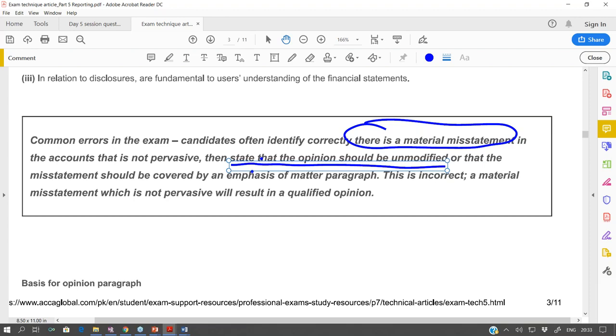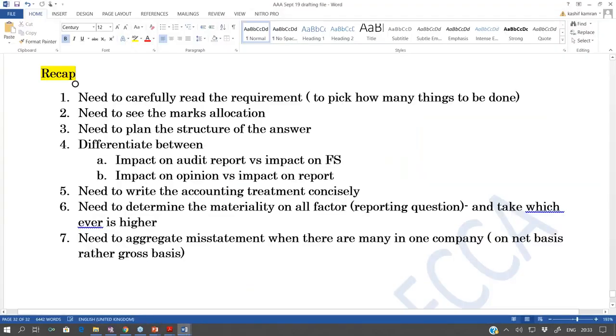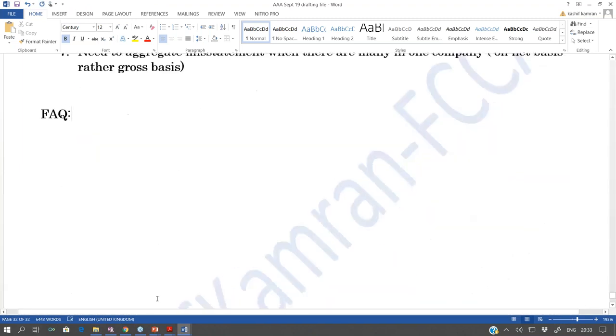Now, the final thing I need to focus on. There is a frequently asked question from reporting. Frequently asked question number one: what is pervasive? Is that a frequently asked question? What is pervasive? It is.